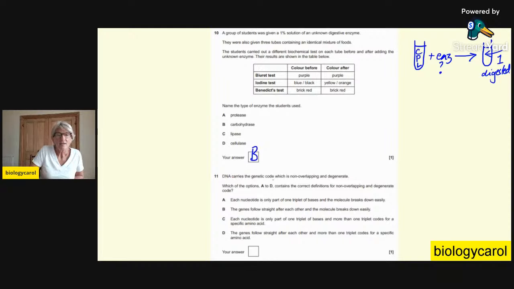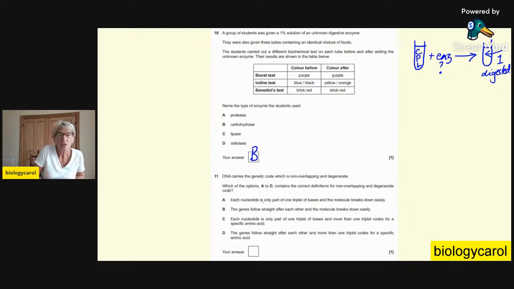DNA carries the genetic code which is non-overlapping and degenerate. Which of the options A to D contains the correct definitions of non-overlapping and degenerate? So this is an A01 question asking you whether you know the definition for non-overlapping and whether you know the definition for degenerate, the degenerate nature of the genetic code.